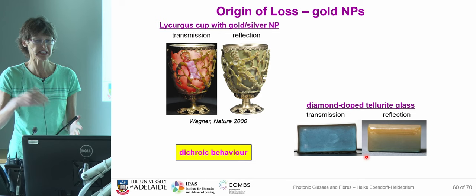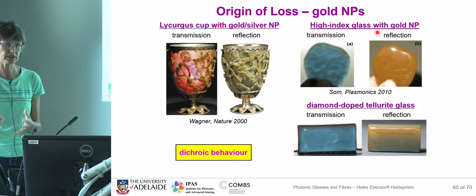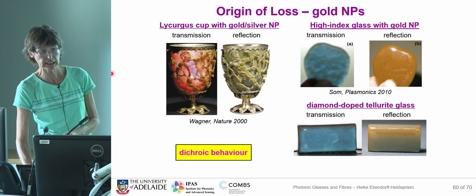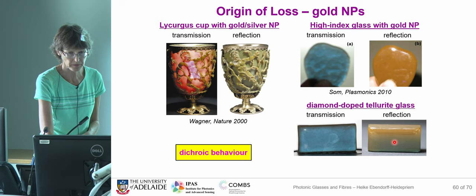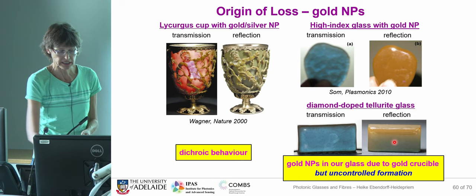But then I found this paper, again a high index glass, and deliberately they placed gold into the glass and then turned it via annealing into gold nanoparticles, and you see the similarities. So the difference in color, so really telluride glass has a high refractive index. So that means we have with diamond an uncontrolled method of creating gold nanoparticles, but I was interested in a controlled formation of the gold nanoparticles.